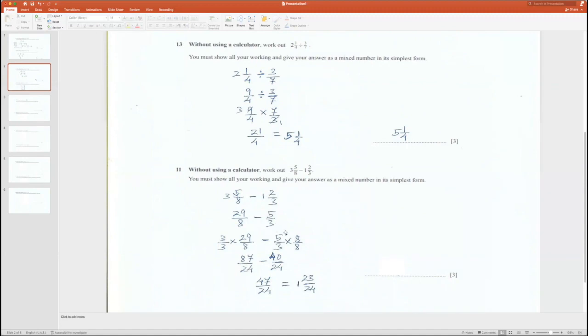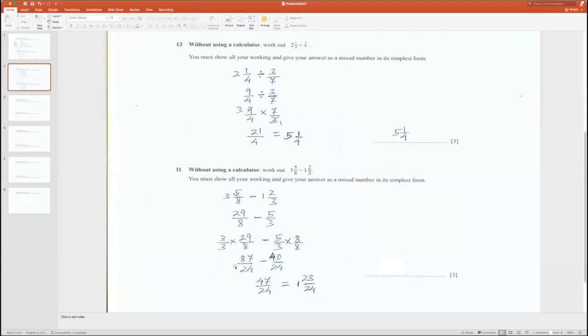To get the 24, we are multiplying 8 over 8. 8 over 8 means 1. 3 into 29, 87. 3 into 8, 24. Minus 5 into 8, 40 over 24.